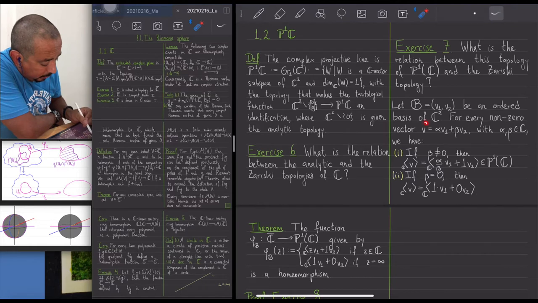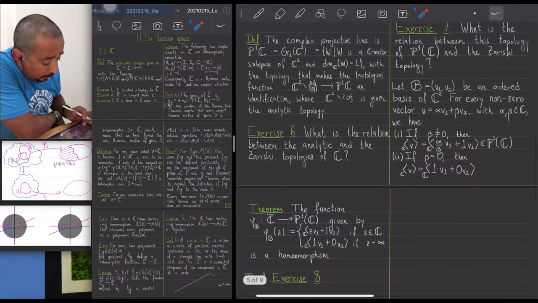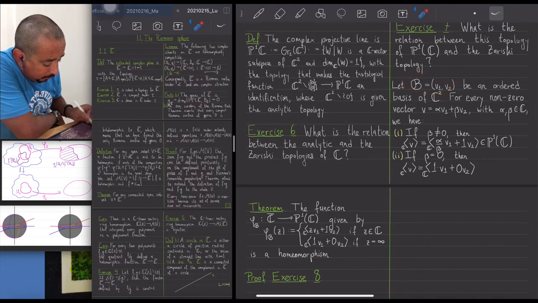So this means that any one-dimensional vector subspace of C square can be written either as the vector space spanned by a vector given as a complex number z times v1 plus 1 times v2, or by a vector of the form (1, 0). Okay? In other words, using this basis, we can associate to each one-dimensional complex vector subspace of C square an element of C bar, namely either this complex number, or the point at infinity in this case.